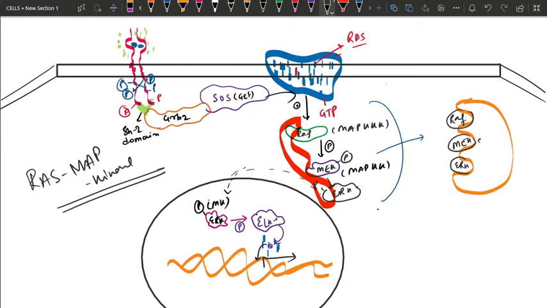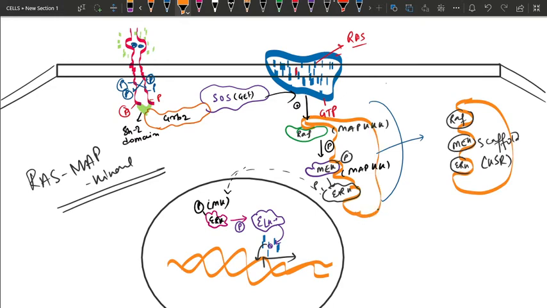There is a particular scaffold protein which binds RAF, MEK, and ERK. The name of this scaffold protein is known as KSR. You don't need to know the details of this, but the point is, it's looking like this actually. So this is binding like this. The scaffold protein is actually holding these things.